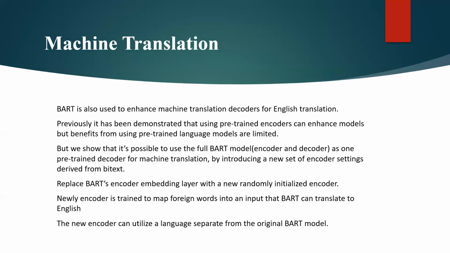Replace BART's encoder embedding layer with a newly randomly initialized encoder. The new encoder is trained to map foreign words into an input that BART can translate to English. The new encoder can utilize a vocabulary separate from the original BART model. This is how the translation works using the BART package.